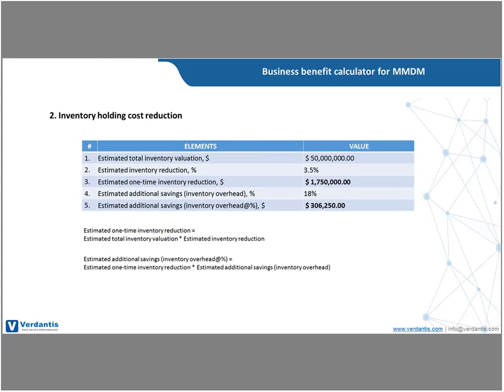So in terms of inventory holding cost reduction, if the actual inventory I'm holding is $50 million and I have an inventory reduction capability through, say, duplicate identification of 3.5%, I can look at an estimated one-time inventory reduction, in this case, of almost $2 million. And again, there's an eliminated overhead charge there. In this case, this company used 18% as their inventory overhead. And that realizes another $300,000 in savings, which they're going to incur year over year. So it's not a one-time savings. That one keeps reoccurring.